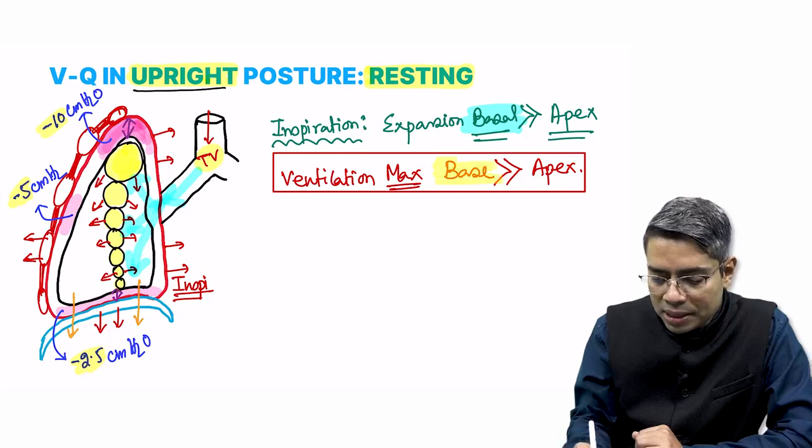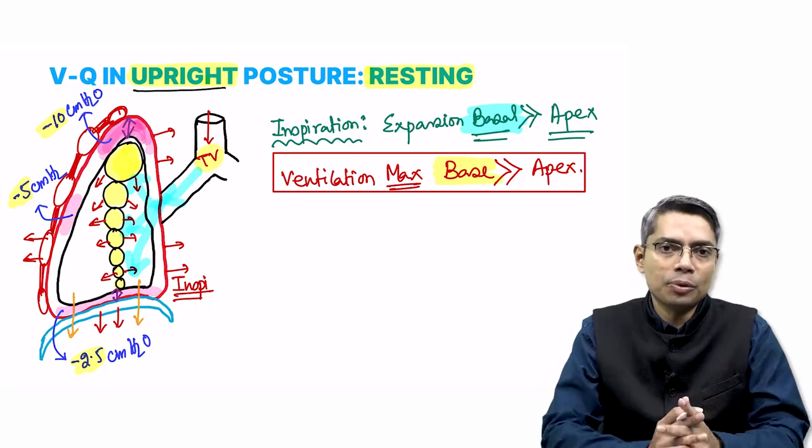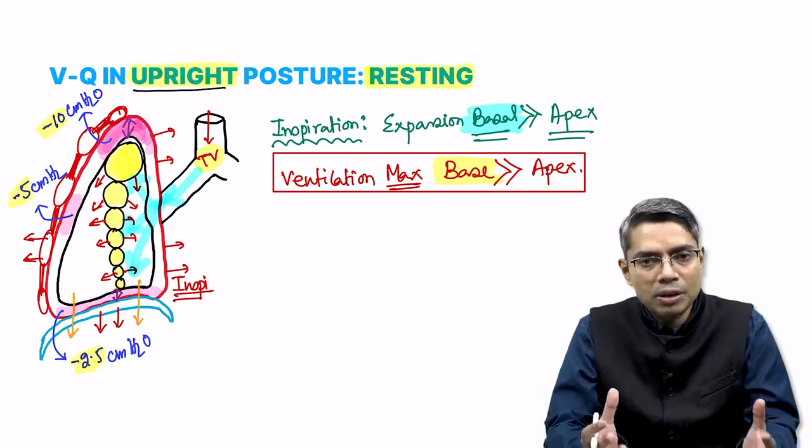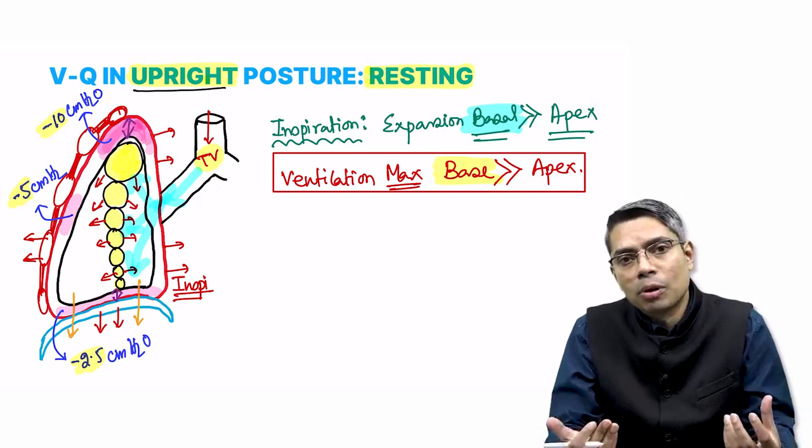Why is it more in the base of the lung? Because the expansion of the base is more. Why is the expansion of the base more? Because the alveoli are more compliant, they can easily expand. That is known as more compliant alveoli.